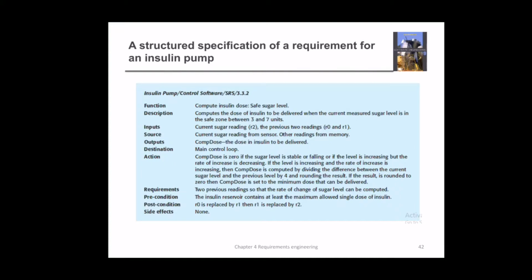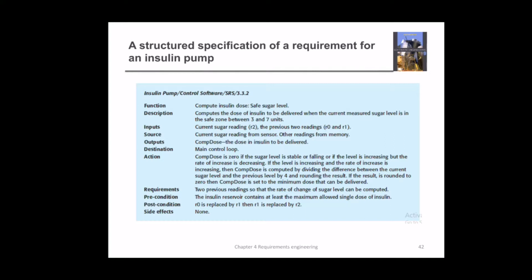What are the inputs given to this particular setup? Current sugar level reading, that is R2, and the previous two readings R0 and R1. Then what is the source from where the readings are taken? Current sugar reading from the sensors and other readings from the memory. What is the output, right? The output is the compute dose. How much amount of insulin has to be delivered? The information passes to the main control loop.